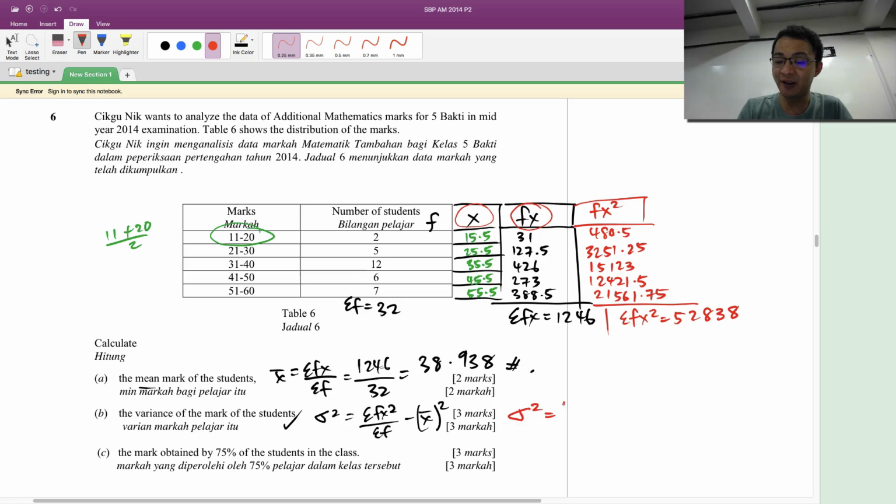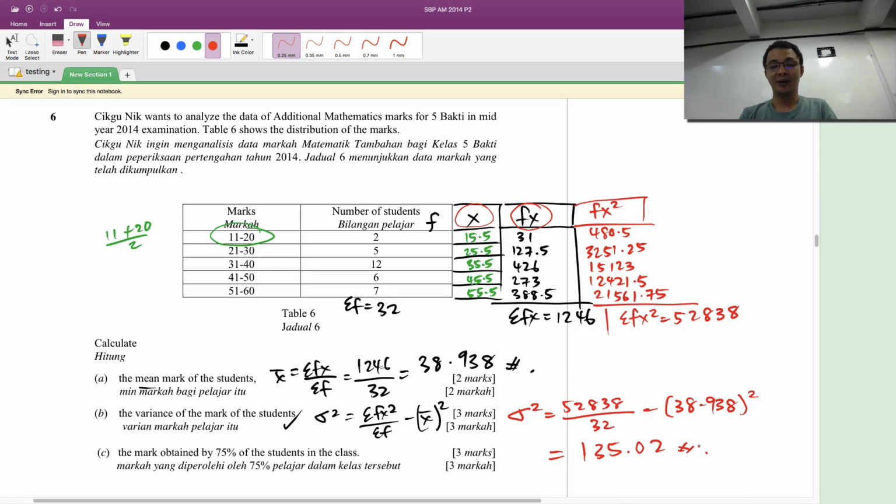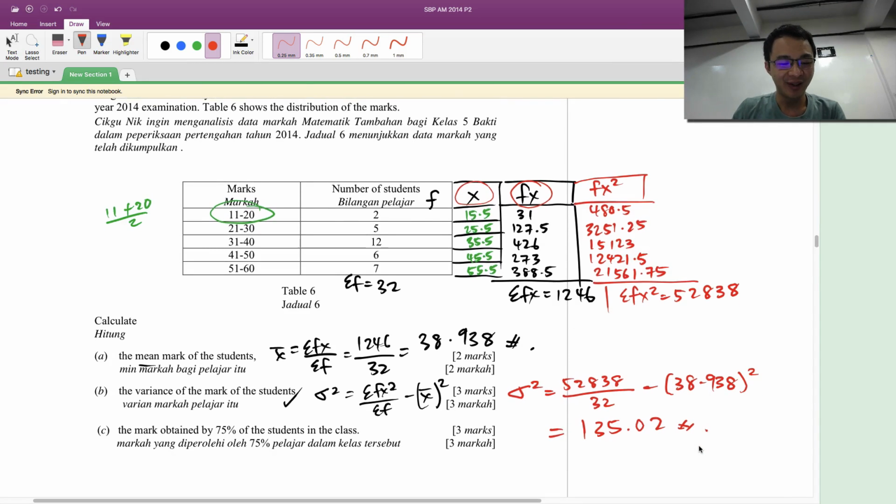Then you want to find the variance. So I will just say 52838 divided by 32, minus my mean 38.938 squared. This is how we do variance. It's not too bad. So your variance should be 135.02. Okay, so far so good. Yeah, only 3 marks. The statistics is a bit crazy.